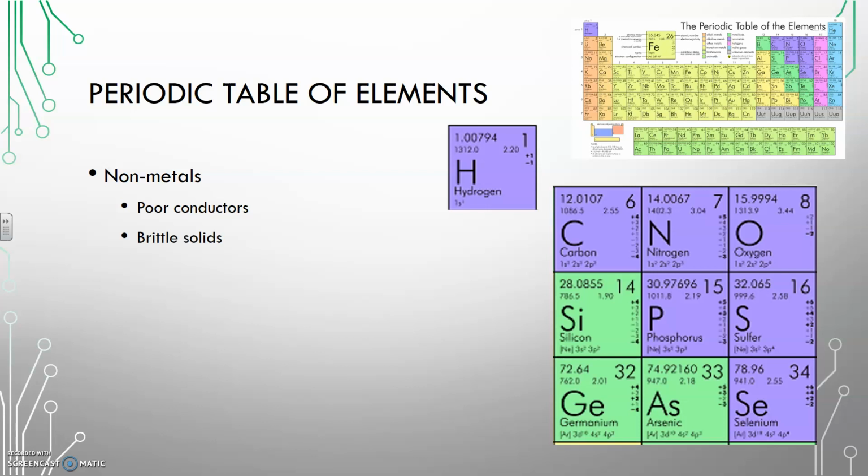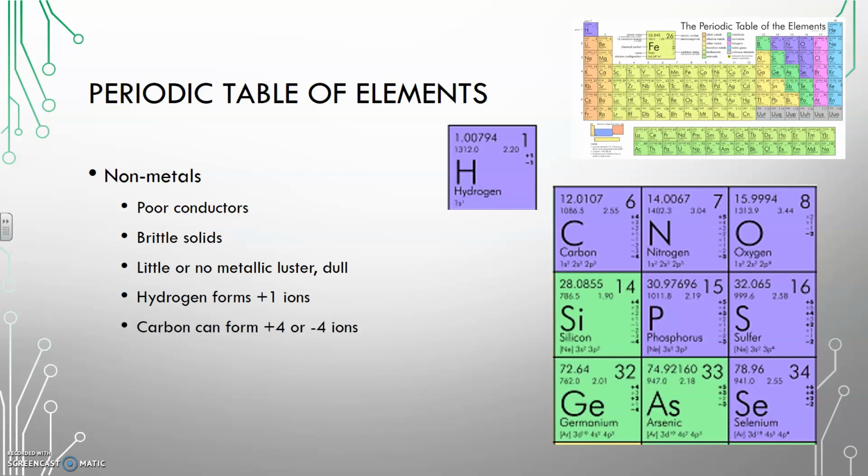They are brittle solids if they are found as a solid, though oftentimes they will be found as gases. They have little or no metallic luster, so no shininess to them. They are dull. Hydrogen likes to form +1 ions. Carbon can form plus or -4. Nitrogen and phosphorus like to form -3 ions. And then oxygen, sulfur, and selenium like to form -2 ions.